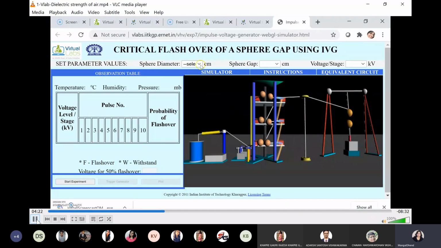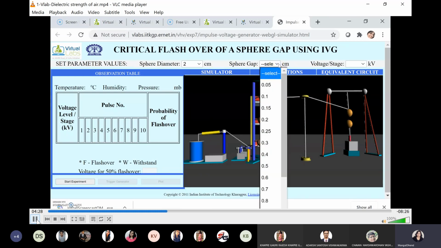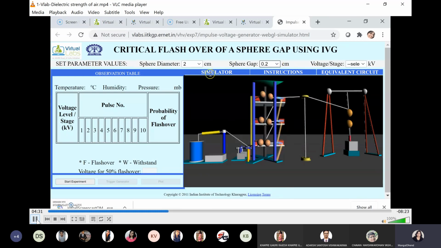So let us start. Select diameter. First, suppose we select diameter 2 only, 2 centimeter, and sphere gap distance we select 0.2 only. So you can remember these figures, 2 and 0.2. Now see, in a batch, roll numbers 1 to 15 will go from top to bottom, meaning you select the top figures, and roll numbers 16 to 37 will select the bottom figures. So you start from a different value so that we get different observations.